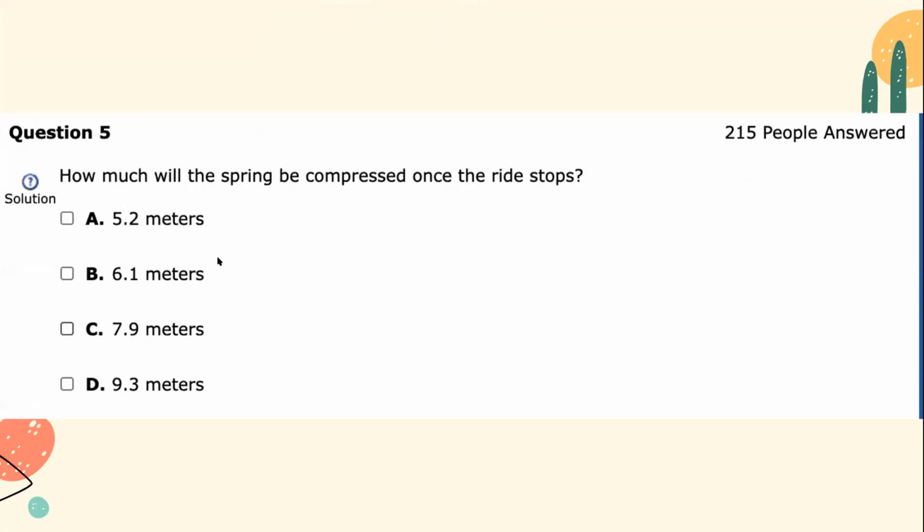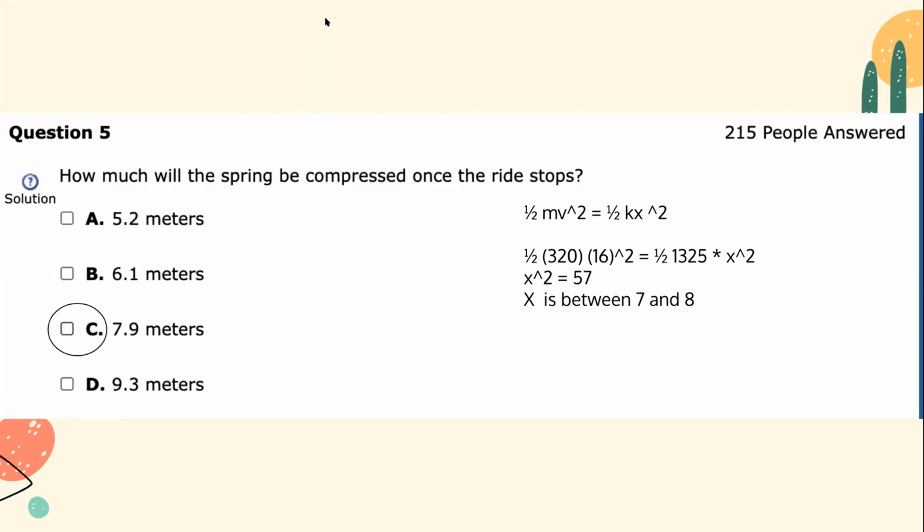Okay, last question. So how much will the spring be compressed once the ride stops? So here we plug in the spring formula, which is 1/2 kx squared, and we match that up with the kinetic energy formula and we solve for x. And just plugging in those numbers, I kind of guesstimated, and it's going to be around 7 and 8, and 7.9 would be the best answer here. Does that make sense?